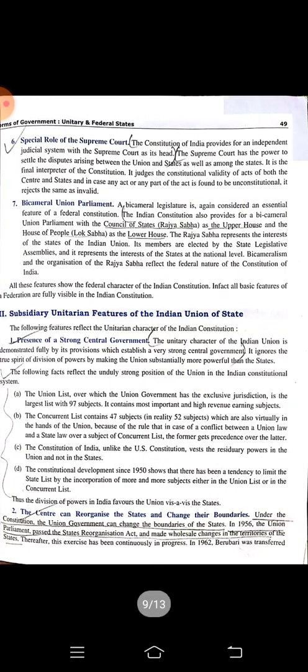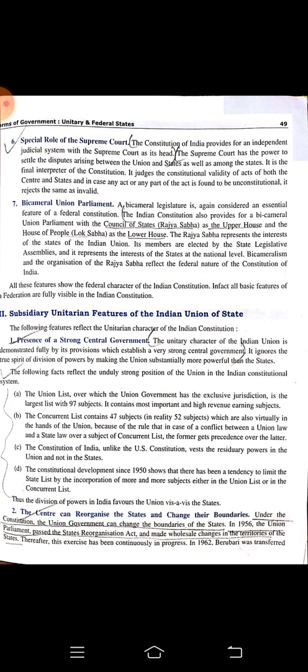Special role of Supreme Court. Here, special role of Supreme Court means if any law is made or amended or adapted by our legislature, and the Supreme Court finds that it is disrupting the provisions of the constitution, it is creating any kind of problem, it's unconstitutional by nature, then the Supreme Court has the power to reject it.